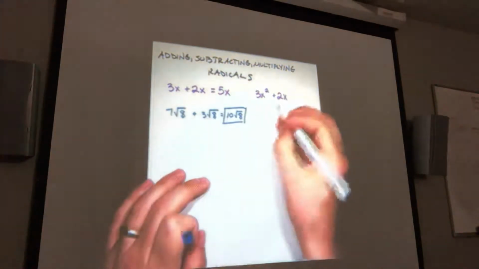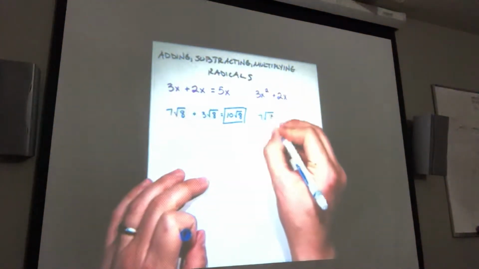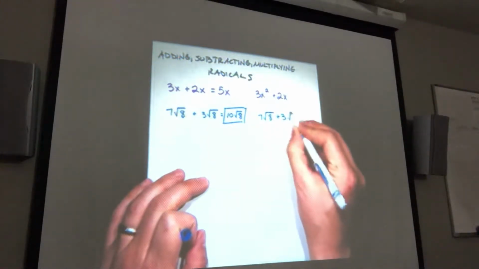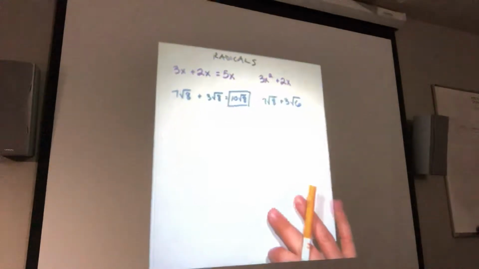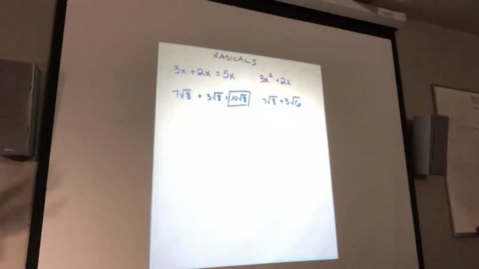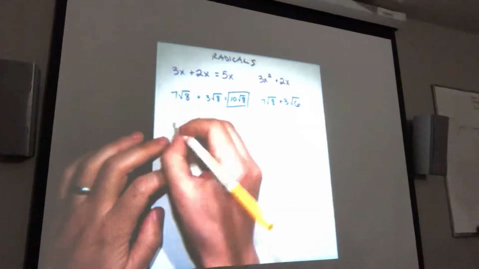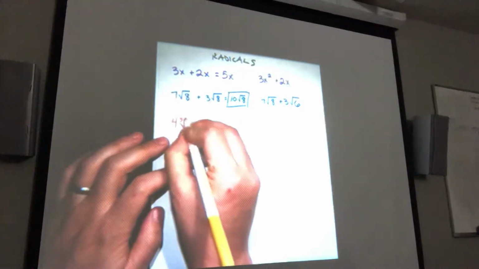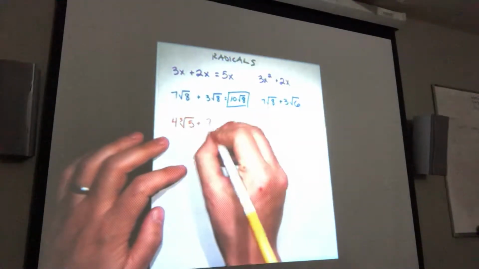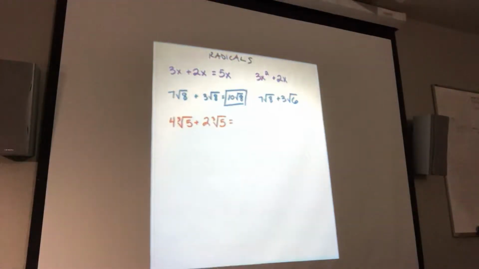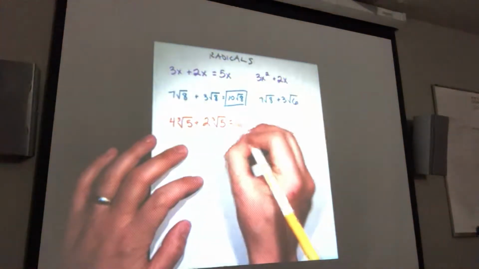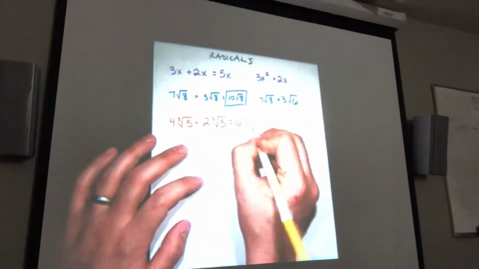That's it. I'm allowed to do it if the radical is the same. Just like variables, I'm not allowed to do it if they aren't the same. For example, 7 root 8 plus 3 root 6. I can't add those two things together because they are not like terms. That is not the same radical. And this is true even if it's not a square root. These were square roots, but I can do it with cubed roots also. For example, 4 cubed root of 5 plus 2 cubed root of 5. What do you think the answer might be? 6 cubed root of 5. An excellent guess. Very good.